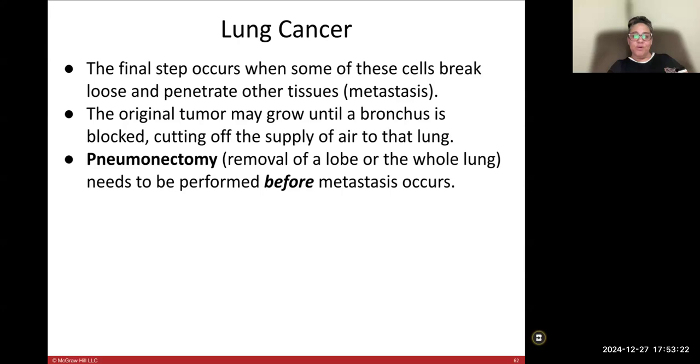The original tumor may grow until a bronchus is blocked, cutting off the supply of air to that lung. A pneumonectomy, a removal of the lobe or the whole lung, needs to be performed before metastasis occurs for the best prognosis.